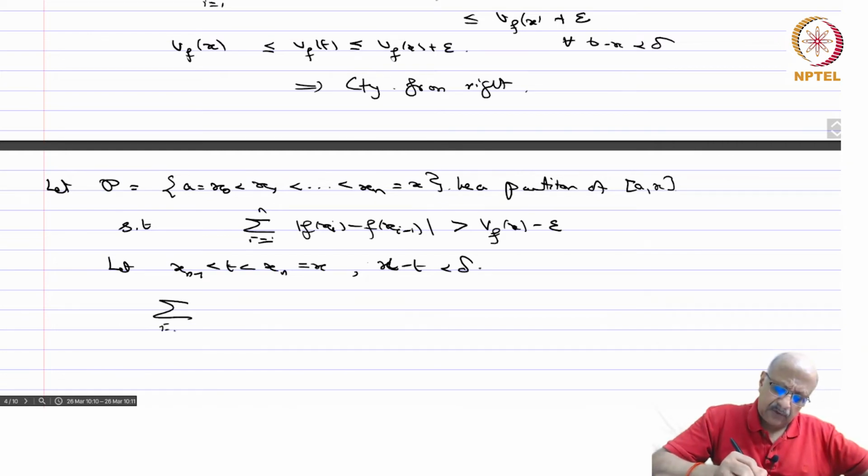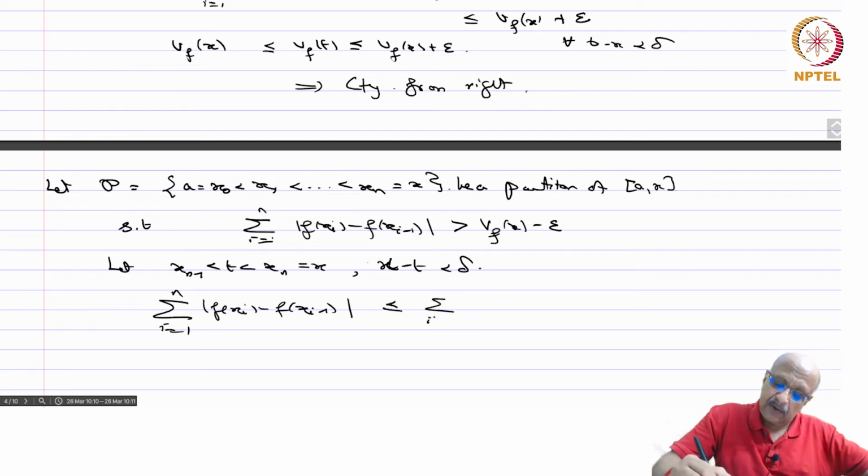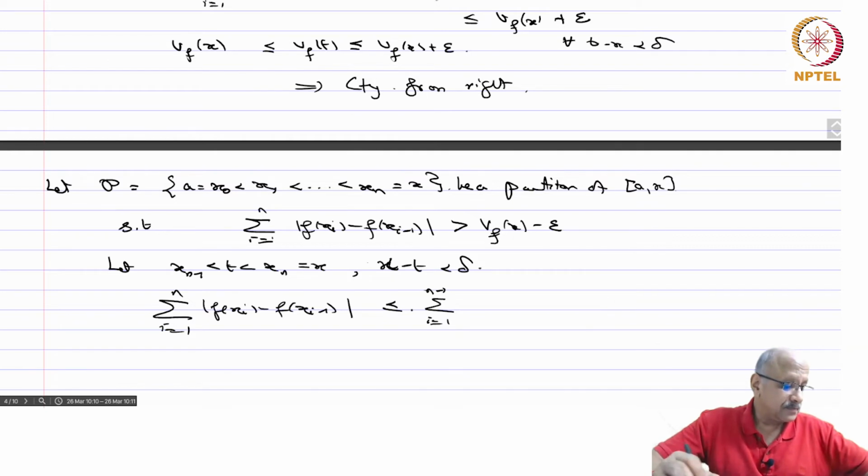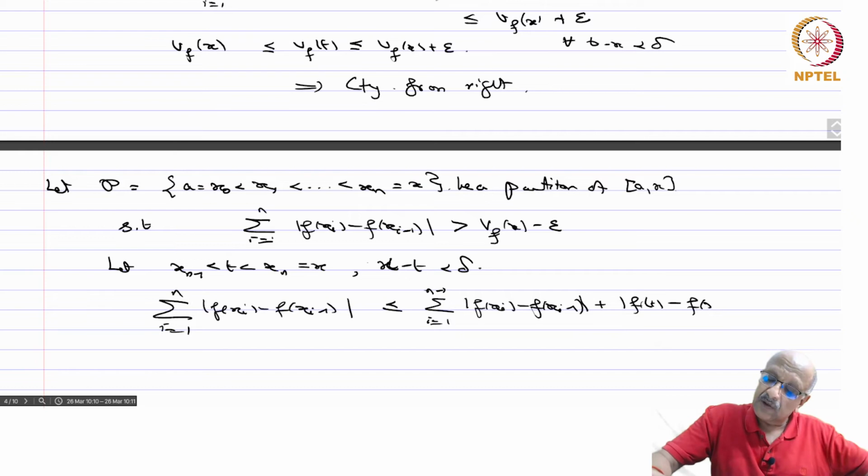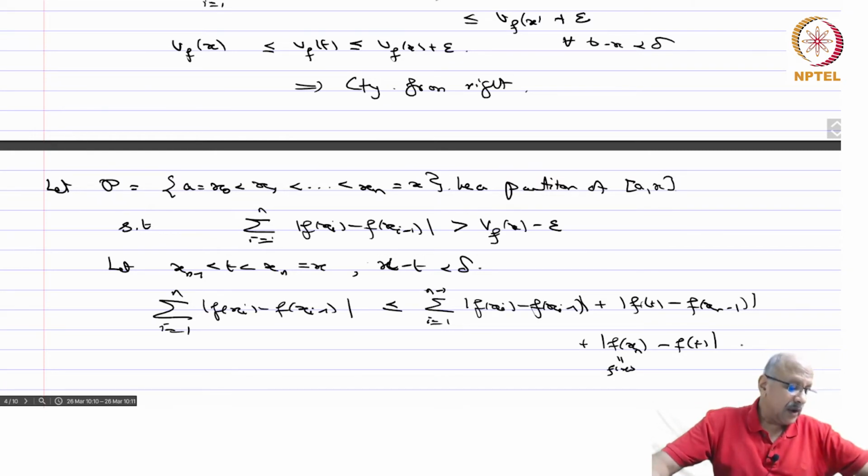So the sum over i equals 1 to n of |f(xi) minus f(xi minus 1)| is less than or equal to the sum over i equals 1 to n minus 1 of |f(xi) minus f(xi minus 1)| plus |f(t) minus f(x n minus 1)| plus |f(x n) minus f(t)|, and this is equal to f of x, remember. Okay, I have just used the triangle inequality.